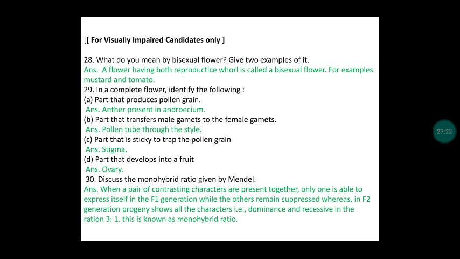Discuss the monohybrid ratio given by Mendel. When a pair of contrasting characters are present together, only one is able to express itself in the F1 generation while the other remains suppressed. Whereas in the F2 generation, progeny shows all its characters, that is dominant and recessive, in the ratio 3:1. This is known as the monohybrid ratio.